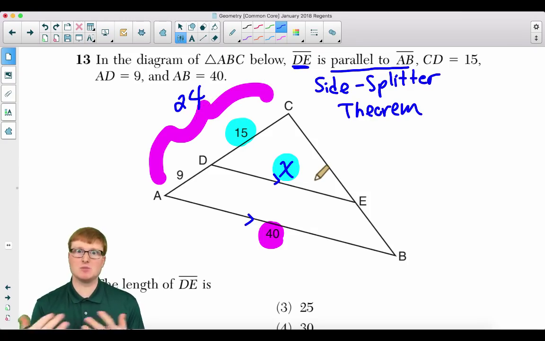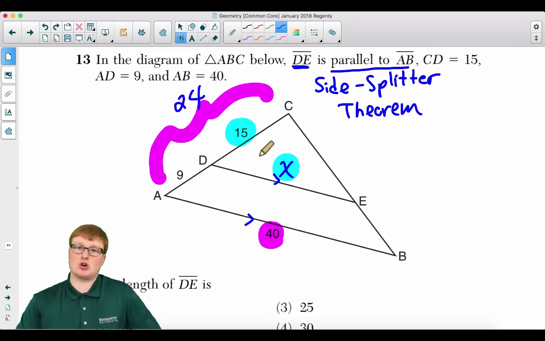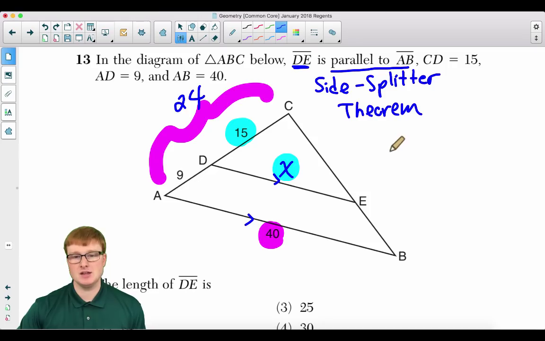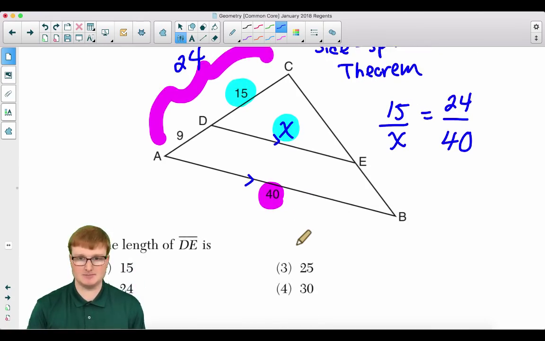I usually do small to small, big to big. As long as the sides are corresponding, you can do small to big, big to small, whatever you want to do. I personally stick with the triangles, one triangle at a time. So I'm just going to do 15 over x is equal to 24 over 40. The 15 is in proportion to the 24. The x is in proportion to the 40. We're not breaking any rules with the side splitter theorem.